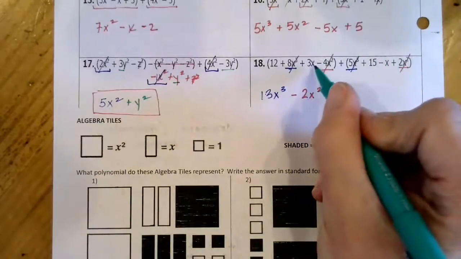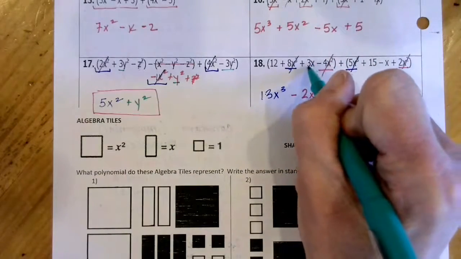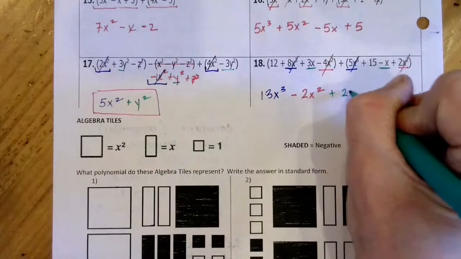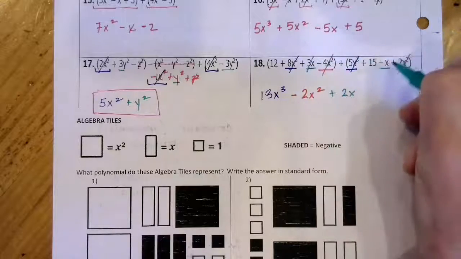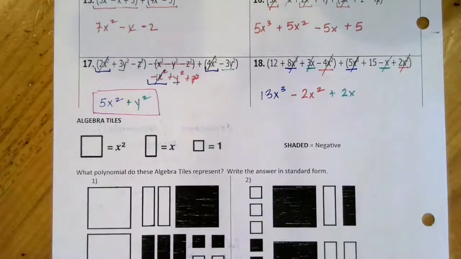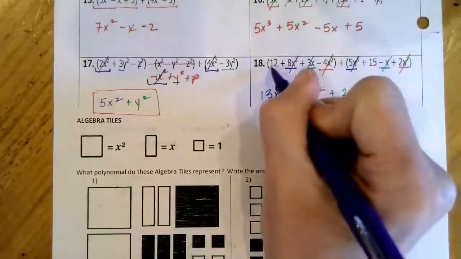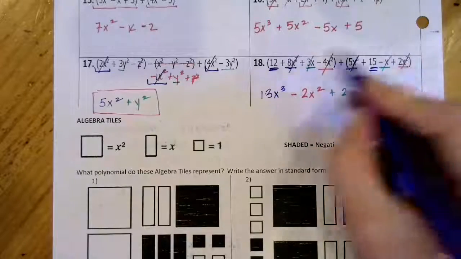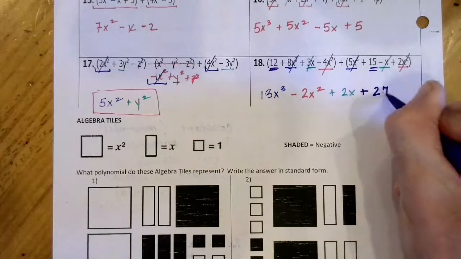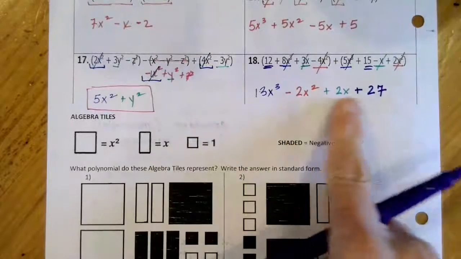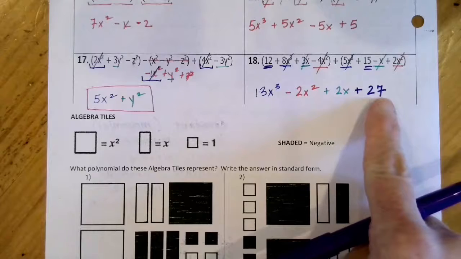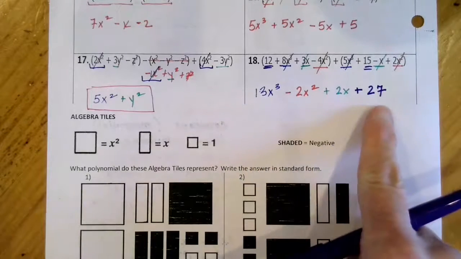Here, let's take a look at our x's. Positive 3 minus 1. That's going to give me positive 2x's. 3 minus 1 is positive 2. Now all I have left is my constants. So when I look at my constants, 15 and 12 added together is 27. So I end up with standard form: cubic, quadratic, linear, constant. This is going to be a cubic polynomial.